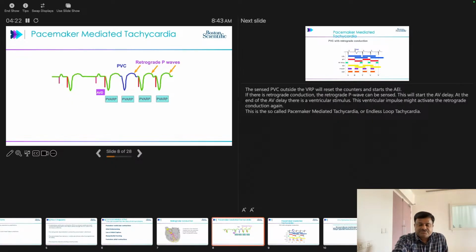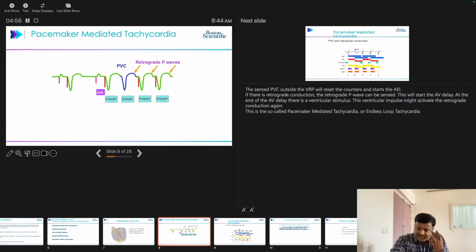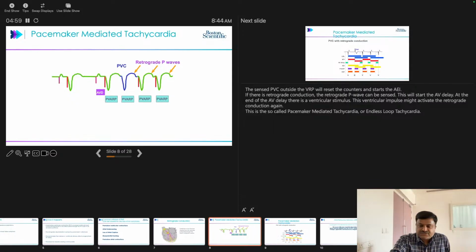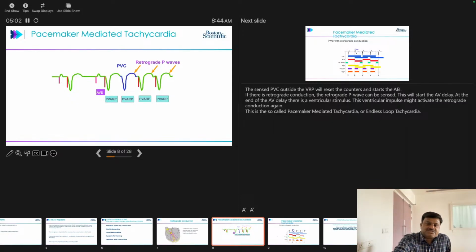After that, there is a PVC. Once this PVC occurs, if you closely look at the blue one, from here the atrium was retrogradely conducted. This is the culprit. The PVC is the culprit here to initiate this pacemaker-mediated tachycardia. So it starts again: atrium, after that the AV delay, then the ventricular pulse will come. So retrograde conduction happened, and it's a continuous loop that will initiate. These retrograde conductions will create some kind of symptoms or issues for the patient.